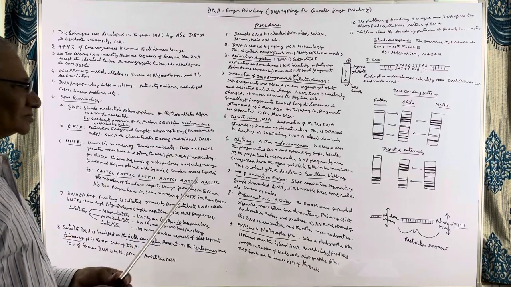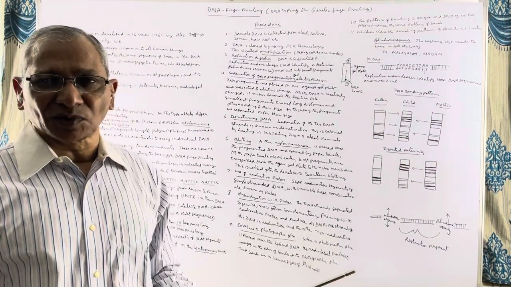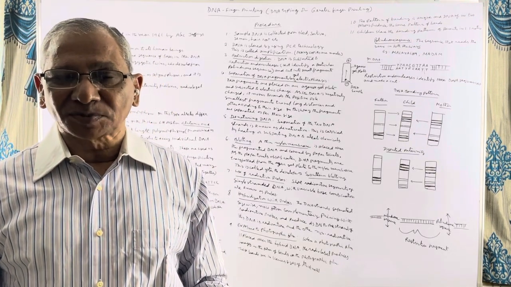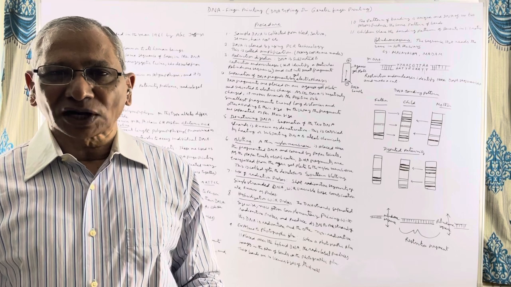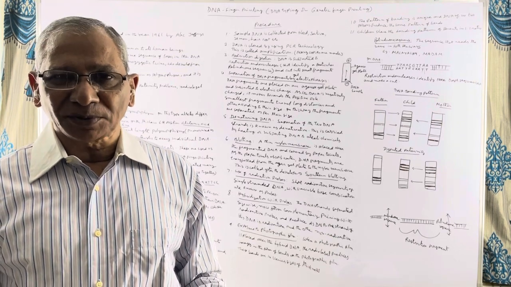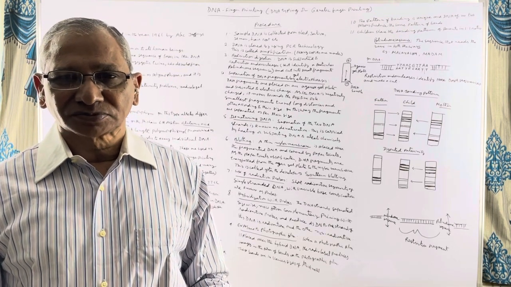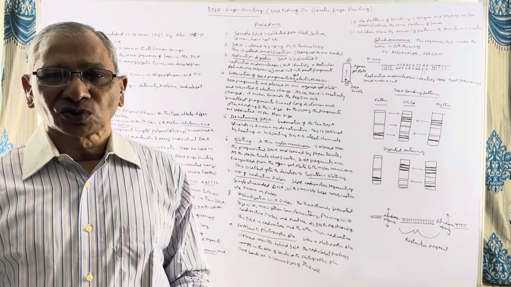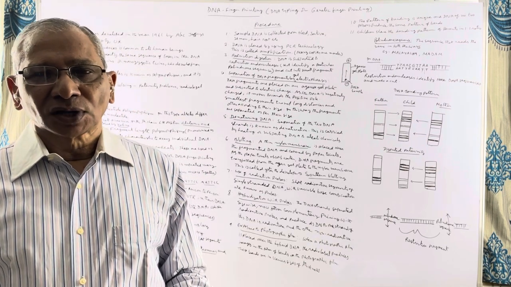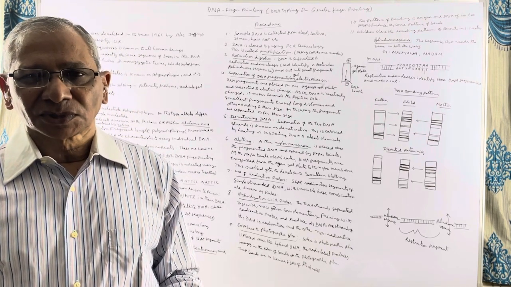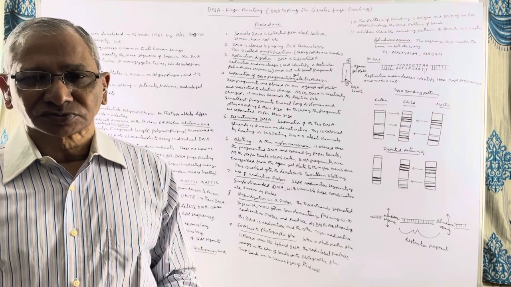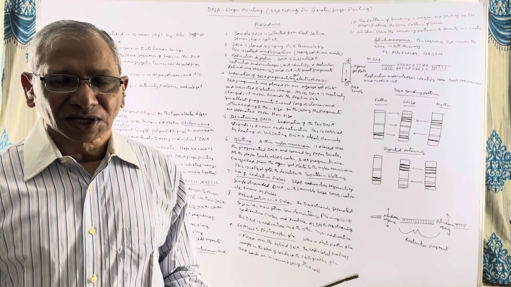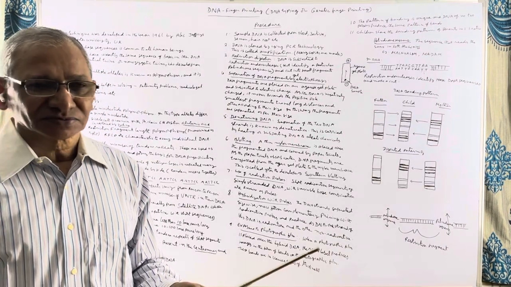Sickle cell anemia. In the case of sickle cell anemia, what happens? The circular or disc-like RBC under low oxygen tension lose their shape and acquire a sickle shape. That is called sickle cell anemia. It is a recessive disorder inherited by autosomes. So it is a recessive autosomal disorder.